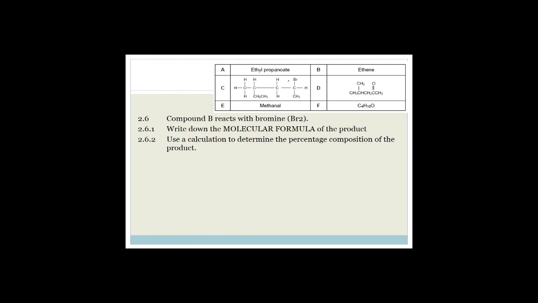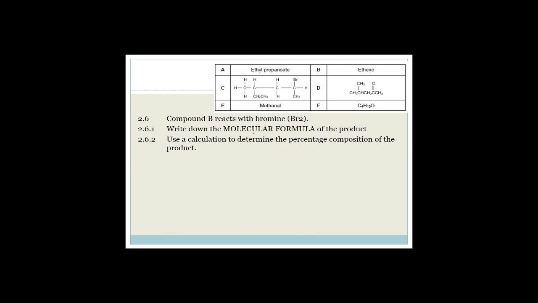Now it says compound B reacts with bromine, Br2. It says write down the molecular formula for the product. Okay, so let's think about this. The easiest way to write down the molecular formula is actually to draw out the structural formula first and then go back and write out the molecular formula.